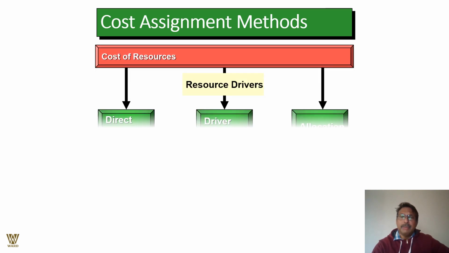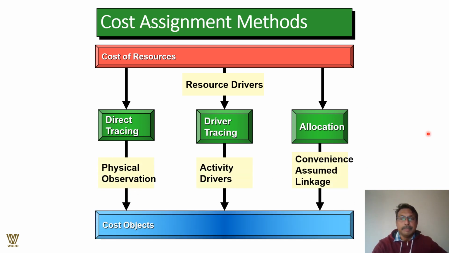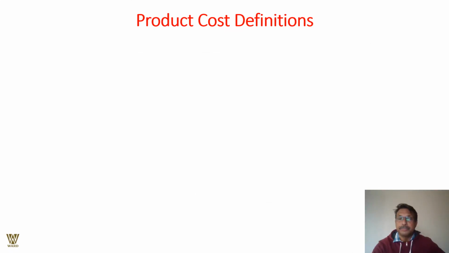So, cost assignment methods: how do we go about it? We have direct tracing, driver tracing, resource drivers, and allocation. These are my cost resources. Direct tracing is where the expenses have been made; drivers show why these expenses were required and what was allocated in the first place. We have physical observation, an activity driver which gives the reason, and convenience assumed, as in the budget for allocation. So this is my cost object altogether.